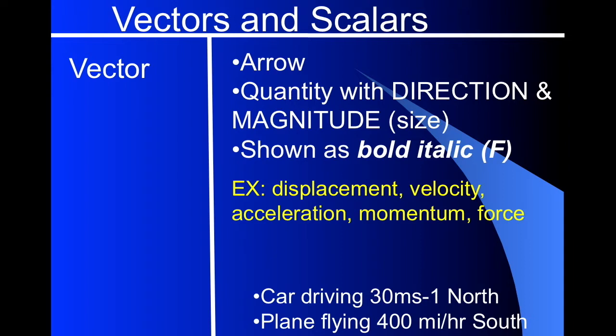There are many more. So, for example, if you're looking at a car that's driving, it's going 30 meters per second north. So remember, it has the magnitude 30 meters per second. North is the direction. A plane flying 400 miles per hour is the magnitude, and then south is the direction. So this is a vector quantity.